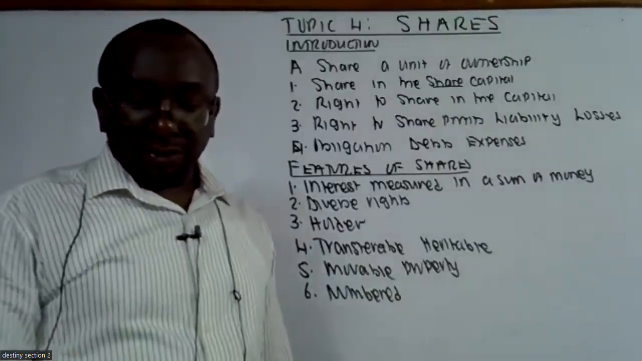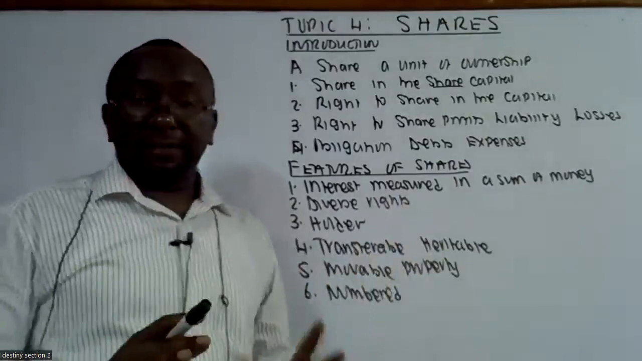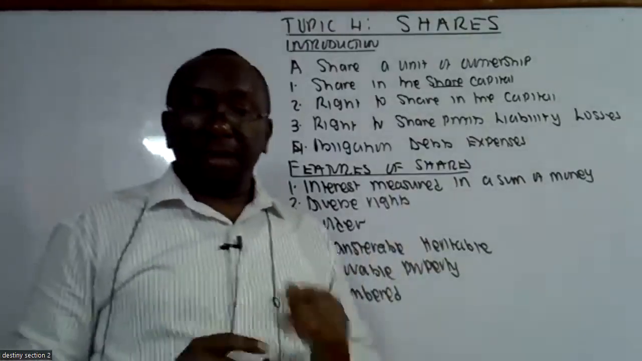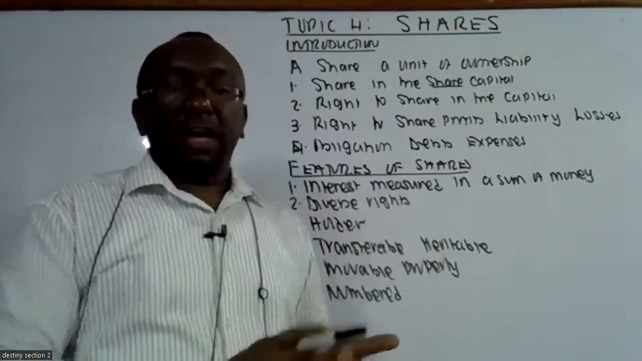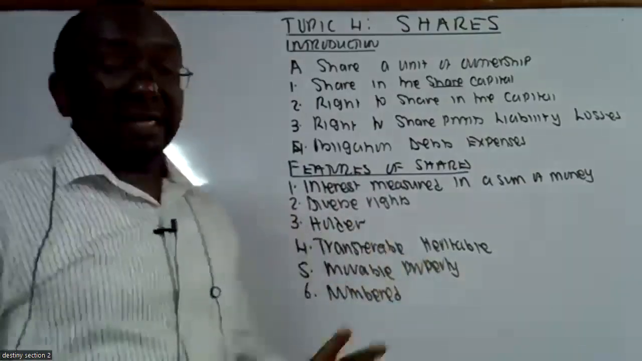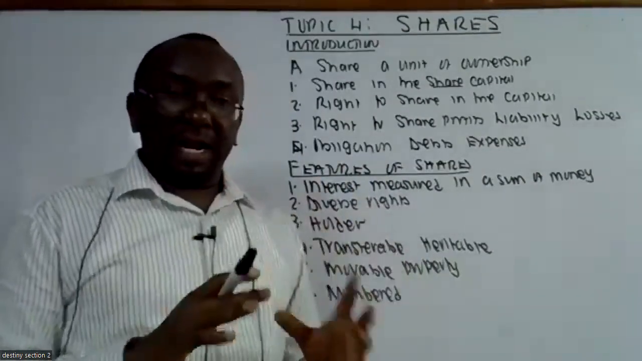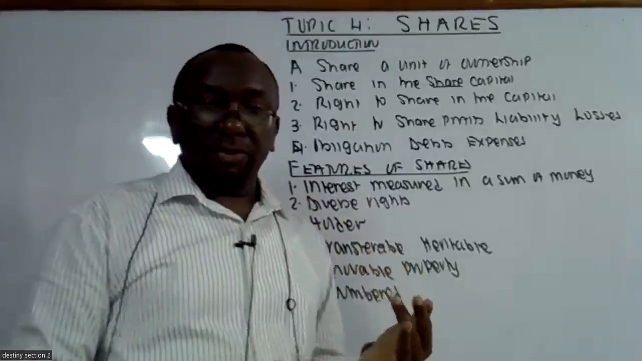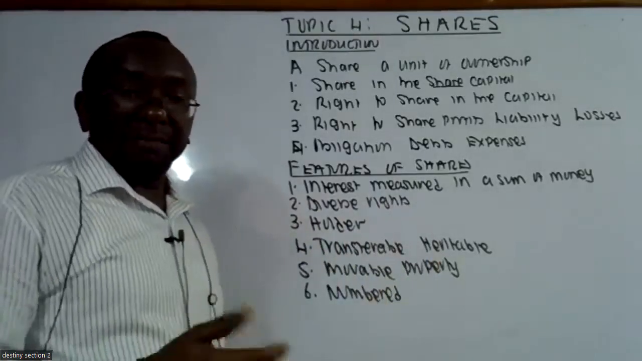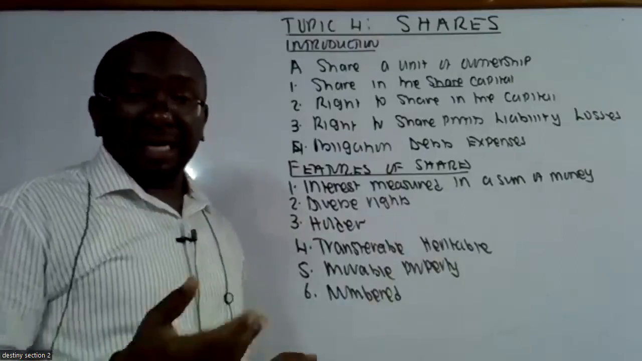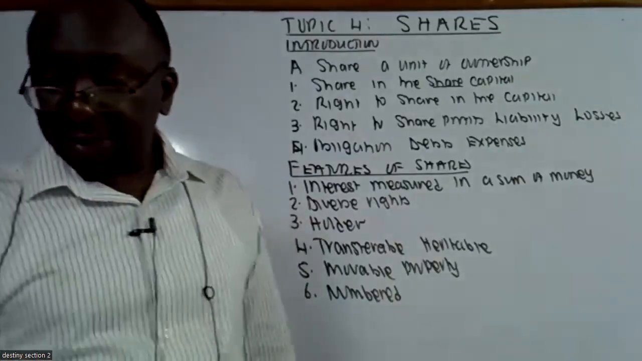So those are the features that you will find when it comes to shares, that it is a unit of interest. And this unit is measured in terms of money. So we are able to say that we are going to share five because we made a million five, or we made five shillings. Then it has diverse, very different rights as a share. Then the holder, when you hear share, has duties and rights. We shall be looking at that, and we looked at the duties and rights of members. It can be transferred, it can be inherited, it is a movable property, you can move with it without selling, and it must have a number, it must be numbered.